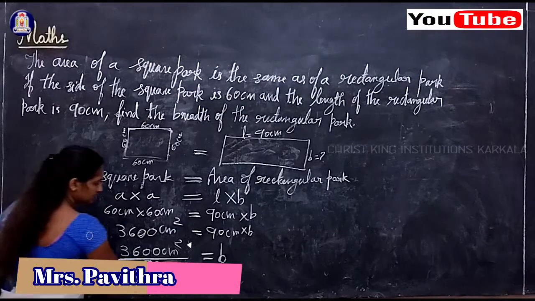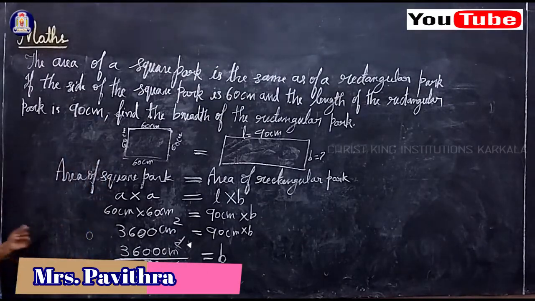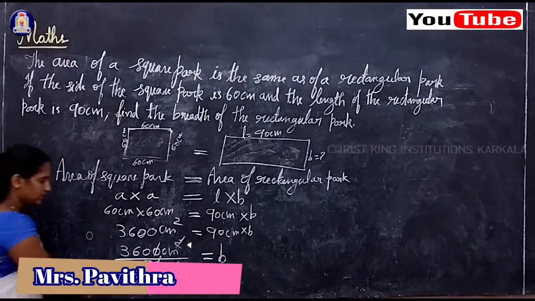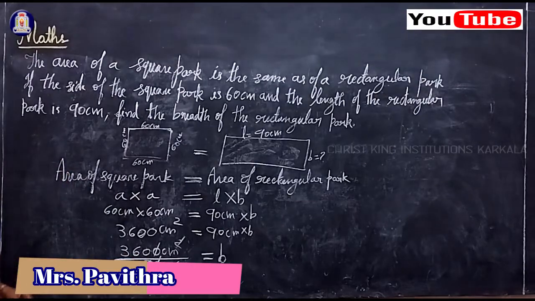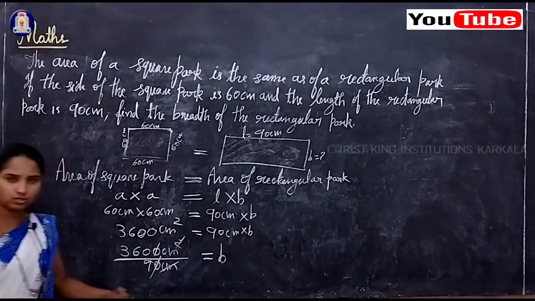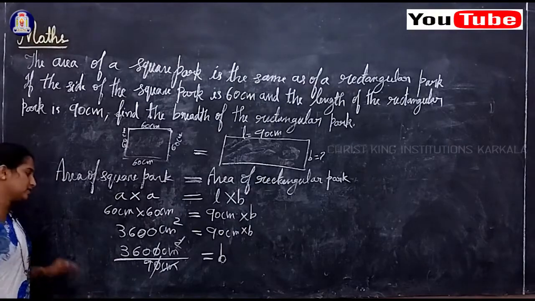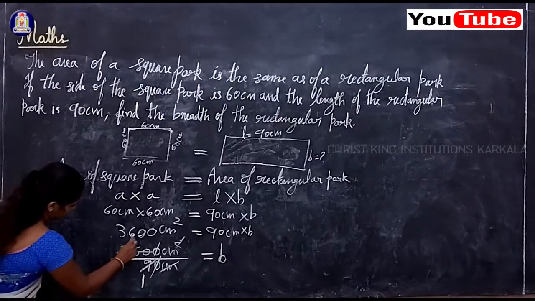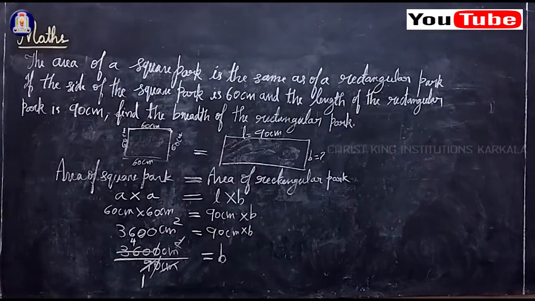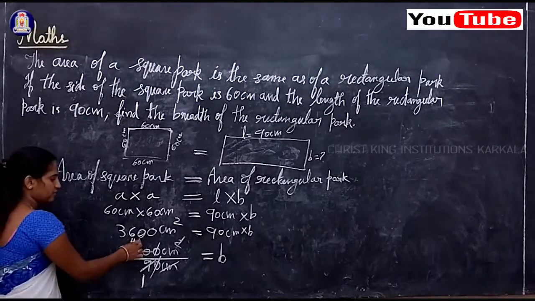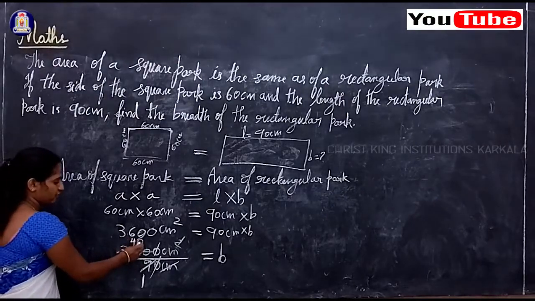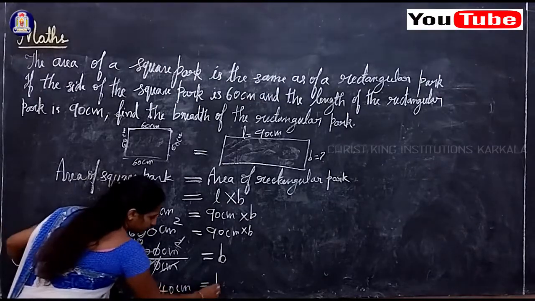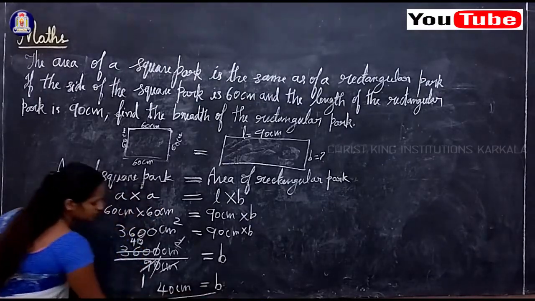So here centimeter and centimeter cancel. So 1 zero and 1 zero cancel. Now 360 divided by 9. So 9 divides 360. 9 ones are 9. 9 how much are 36? 9 fours are 36. Correct? So that means 1 zero is remaining. 9 zeros are 0. So the answer is 40 centimeter. So that is the breadth of the rectangular park.